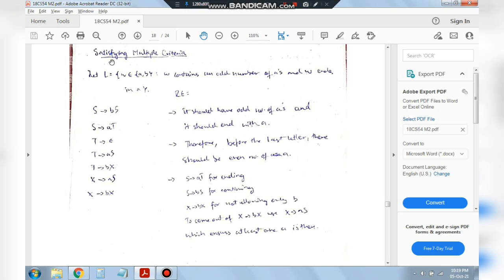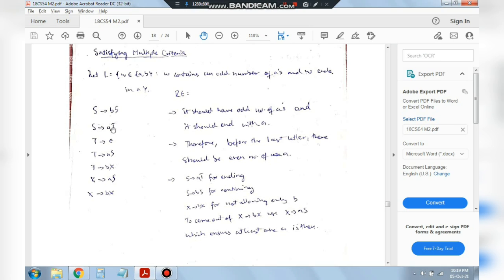The next example is of satisfying multiple criteria. Here W contains an odd number of A's and W ends with a Y. Okay. So it should contain an odd number of A's. Okay, it does not say about B, so we'll have an infinite loop for B, but for A it should contain an odd number, right? For that, what we have to do is we have to write here T.